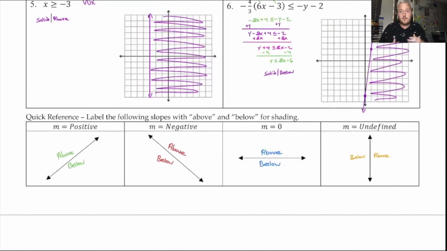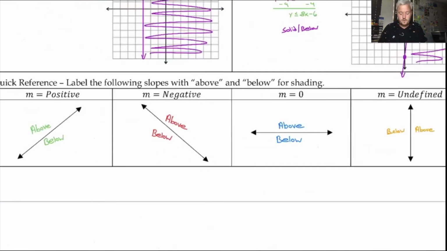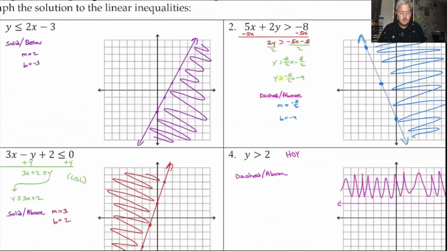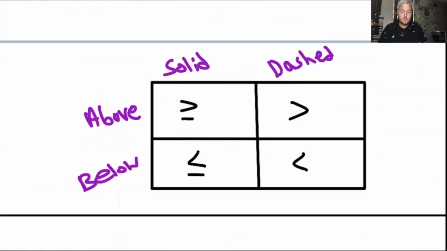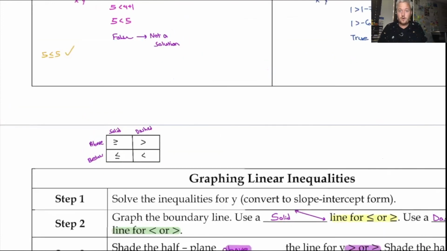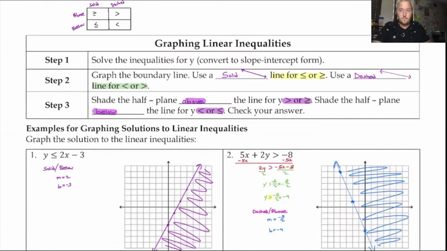Okay, so definitely make sure you're going to take advantage of the quick reference chart down here. And I would definitely say make sure you take advantage of the quick reference chart up here. They are both extremely helpful in this lesson.